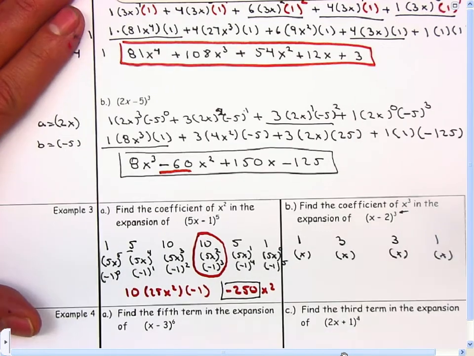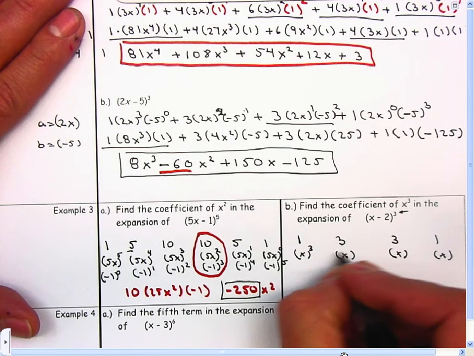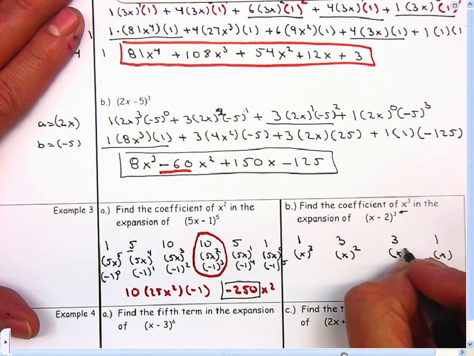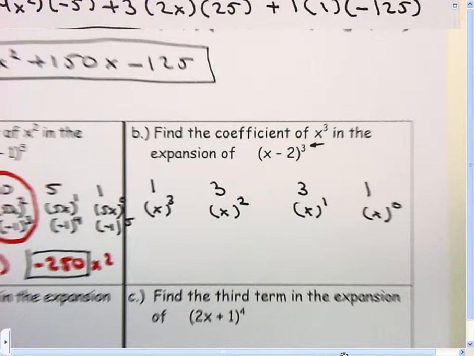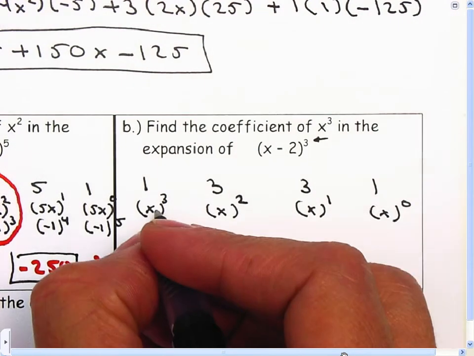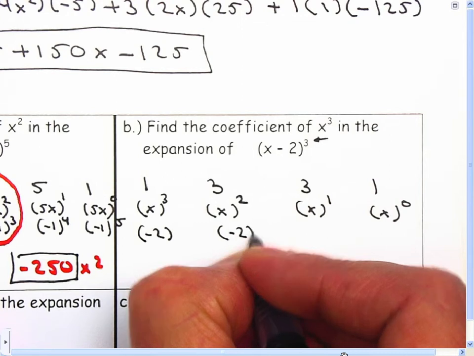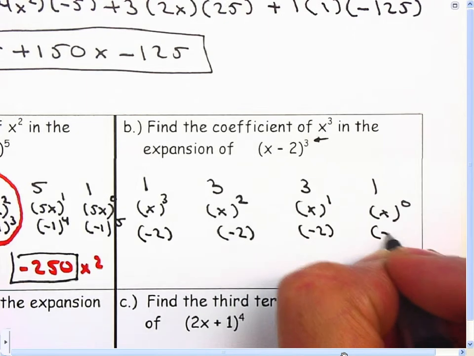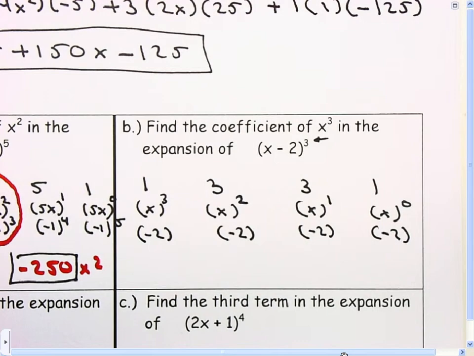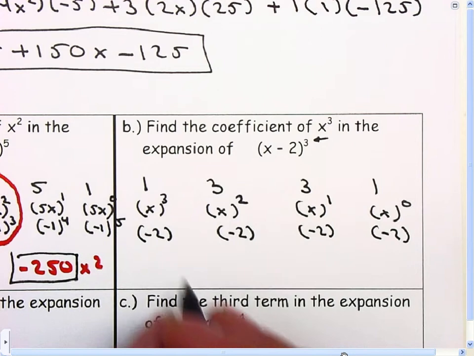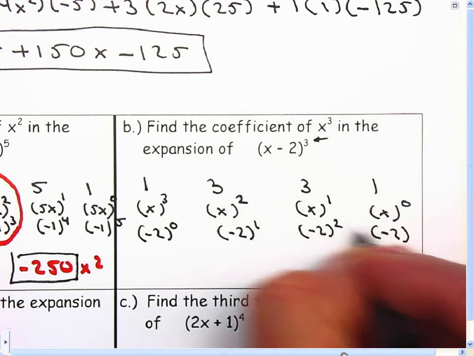The exponents will be to the third power, to the second power, to the first power, and to the zero power. Let me zoom in. Now, the value of B will be negative 2, negative 2, negative 2, and negative 2. The exponents will be 0, 1, 2, and 3.